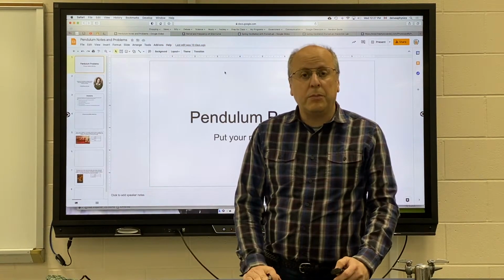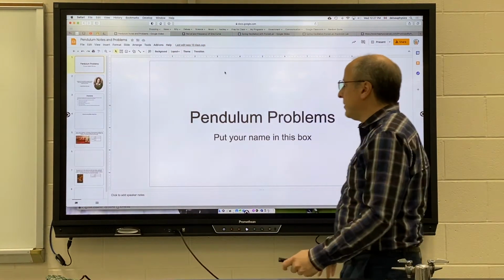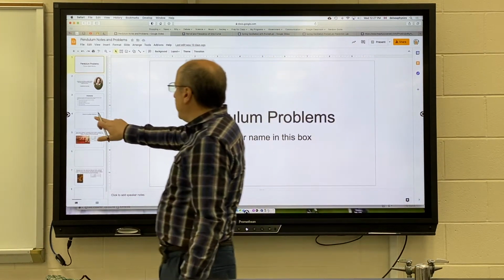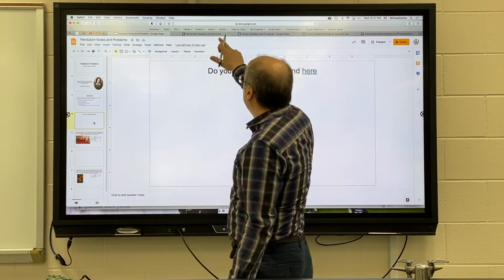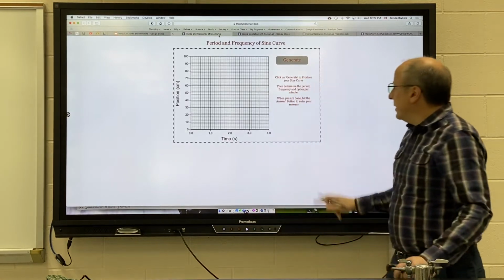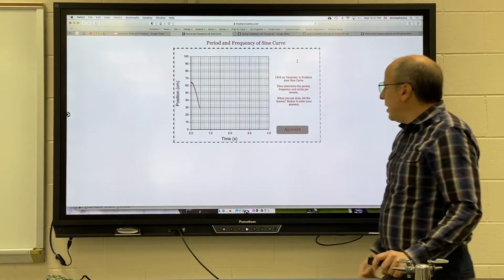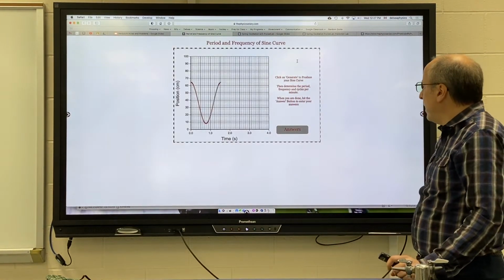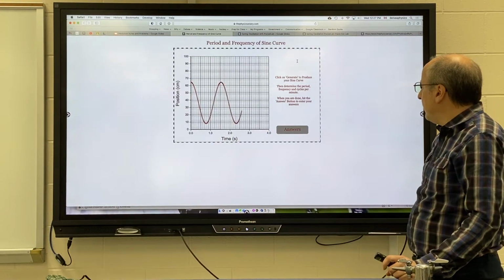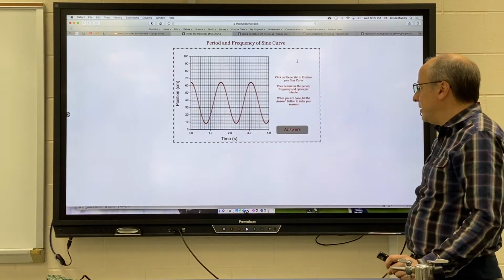Here is a little help with the pendulum problems. So you start out, you have a problem here you're going to do on your own. You're going to generate a sine curve. It's going to ask you to determine the period and frequency and cycles per minute for your sine curve.